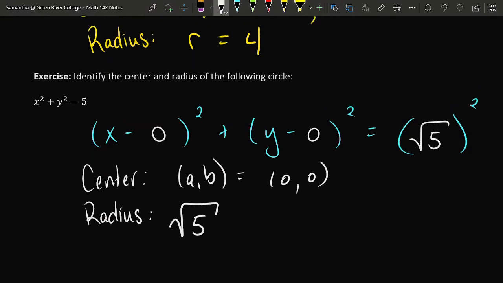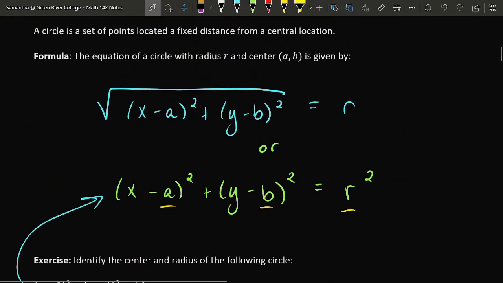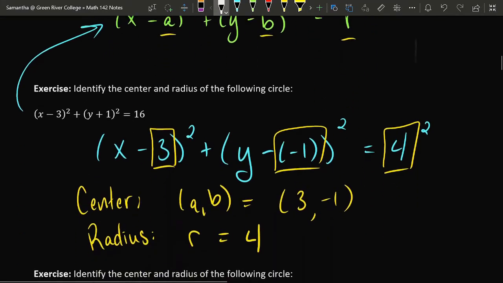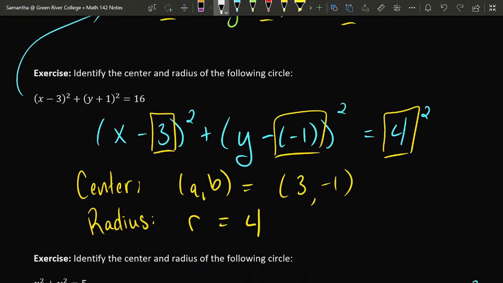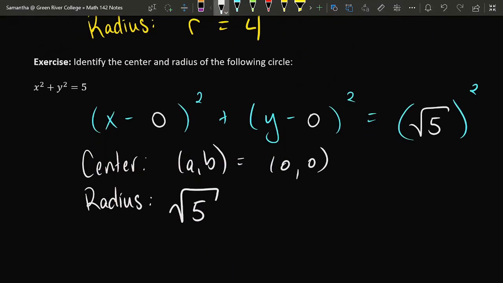Compare what you are given to the generic formula for the equation of a circle with a radius of r and a center of (a, b). The a and the b are the numbers that are being subtracted from x and y inside the parentheses. And r is the square root of whatever number appears on the right side of your equation. Here our number was 16, so the r was equal to 4. Here our number was 5, so the radius was the square root of 5.